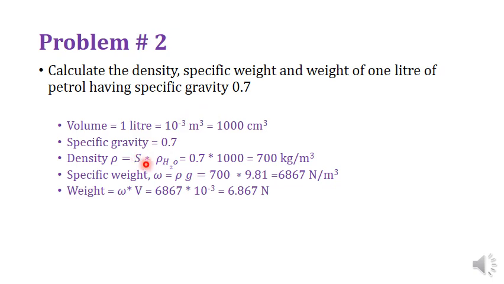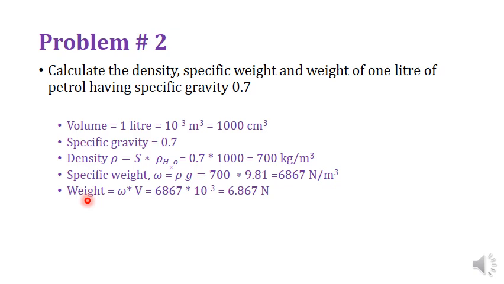So S into rho of water, the density of the water. 0.7 is given, and we know that the density of water is 1000 kg per meter cube, and you get 700 kg per meter cube density of your own fluid. Then we want to calculate the second thing in the statement, the specific weight. For the specific weight, you can multiply rho with g, the gravitational acceleration constant, and it will give you 6867 Newton per meter cube.